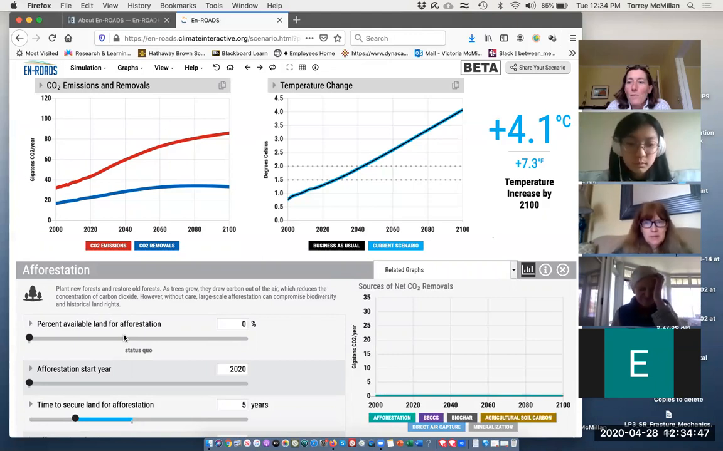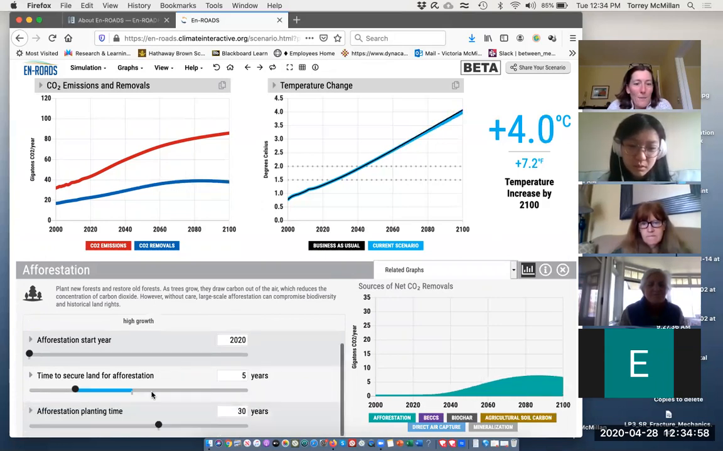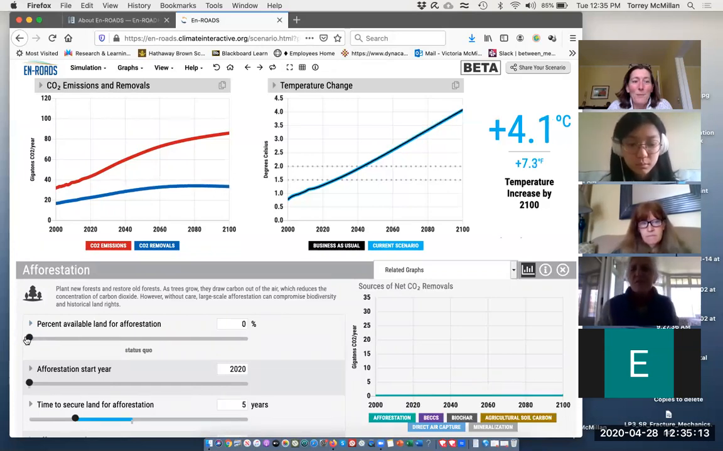Well, should we plant it all and see what happens? Sure, just to see. Let's say we did everything we could, and we did it over 30 years. What happened? Not enough. Not much, right? Like, look at that red line and the blue line.